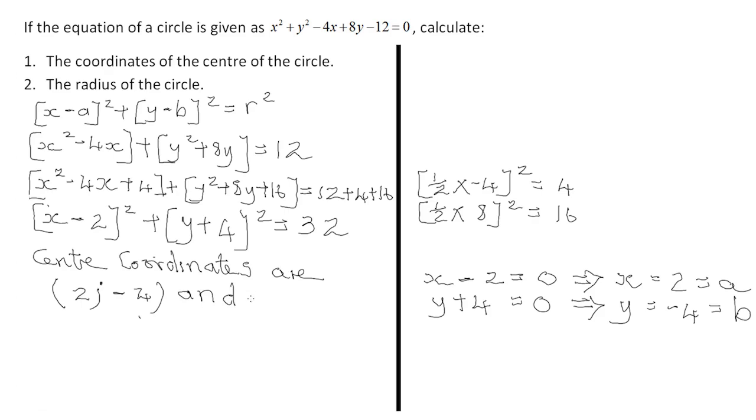And also, we can even continue here, your radius. Now here we need to be very careful. Remember, this is r squared is equal to 32. So your radius will be equal to the square root of 32.